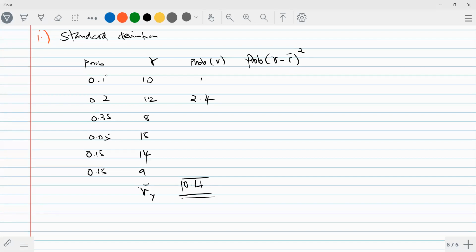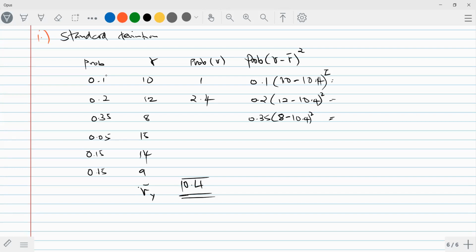The probability for the first outcome was 0.1. 0.1 multiplied by the return, which is 10, minus the mean, 10.4, squared. The second outcome, the probability is 0.2, so 0.2 multiplied by the return, 12, minus the mean return, 10.4, squared. The next one, 0.35, the return is 8 minus the mean return, 10.4, squared.